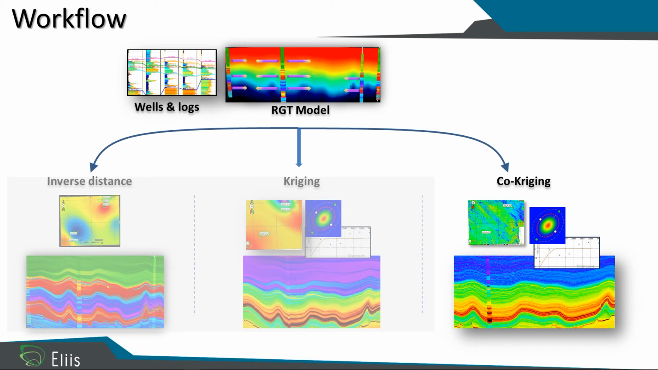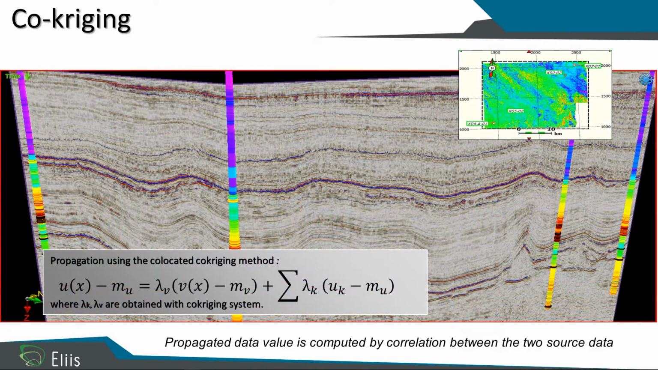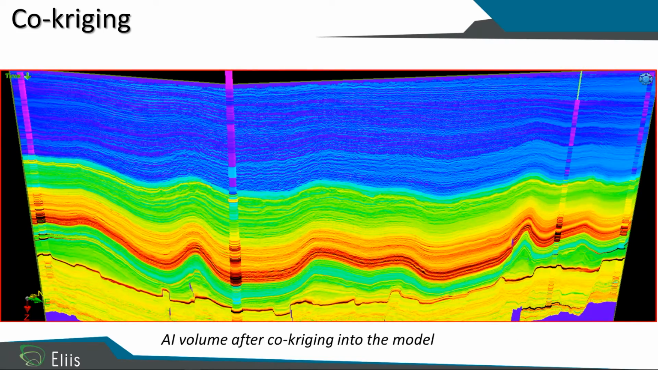This method is quite similar to kriging method, but it uses a secondary property to improve and guide the interpolation of the data. So for example, we can use seismic amplitudes to guide the interpolation of acoustic impedance. Here is a result of acoustic impedance volume after co-kriging into the model using the seismic amplitude as a secondary property.